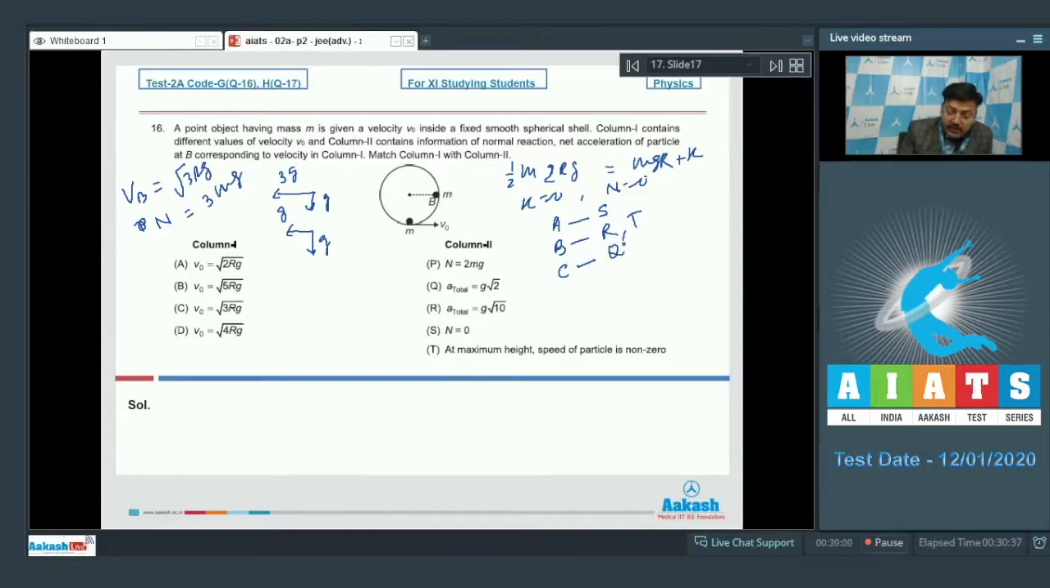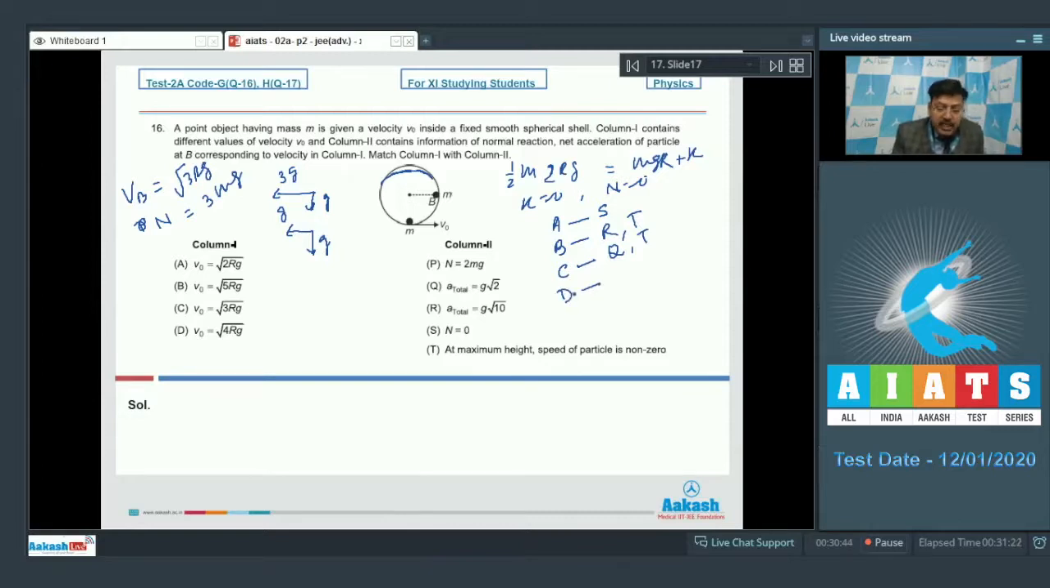So for C, Q will match, and this is the speed for which the particle will lose contact somewhere here. Because the speed is not enough for it to perform the vertical circular motion, for which minimum speed was root 5 rg at the lowest point. So particle will lose contact and at some point it will move like this. So at the highest point its speed will not be 0, its vertical component will become 0, but the horizontal component will still remain intact. So that means for C, T is also correct. Let's look at D now.